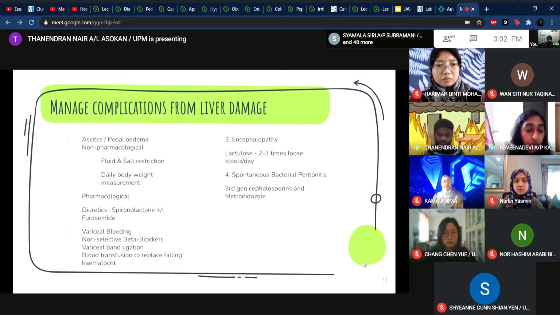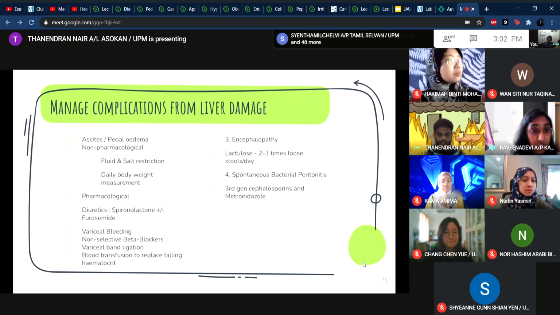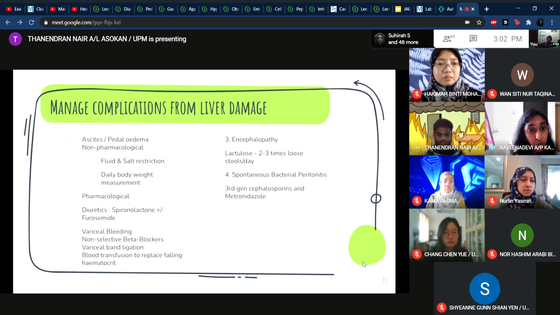So we also have to manage the complications from liver damage. These are a few main complications from liver damage. The first complication will be ascites or liver edema. As for non-pharmacological management, you can treat ascites by asking the patient to restrict fluid and salt intake, and also to measure their daily body weight and record it every day. As for pharmacological management for ascites and liver edema, you can prescribe diuretics, which is spironolactone, a potassium-sparing drug, with furosemide, which is a loop diuretic.